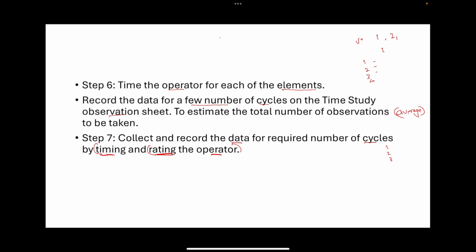Rating means if the time study man feels the worker is working at a normal pace, then rating can be 100%. If he feels that he is working at a high speed, then a higher rating like 120%, 150%. And if he is working at a slow speed, then 90% can be applied. How to fix this rating factor is very important, and that will also be discussed.